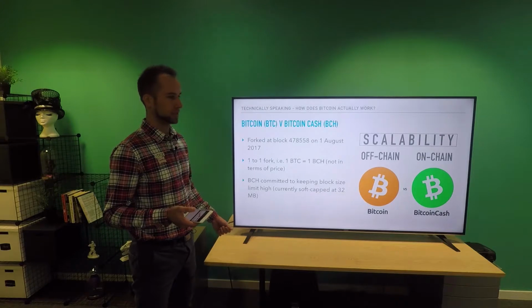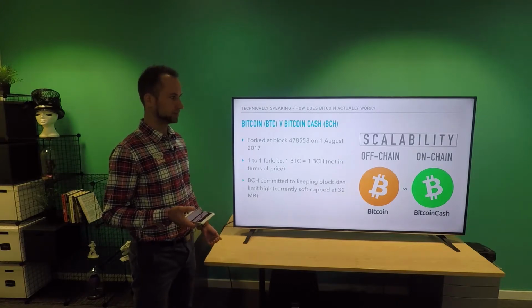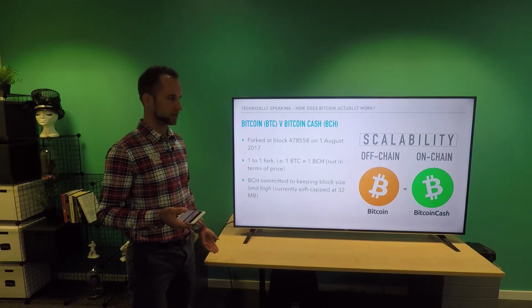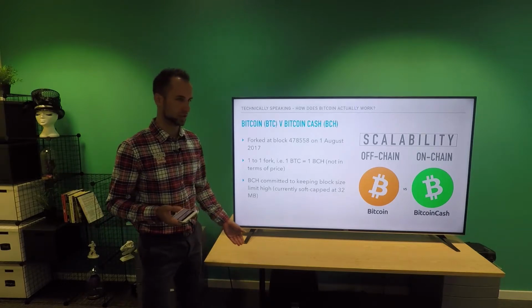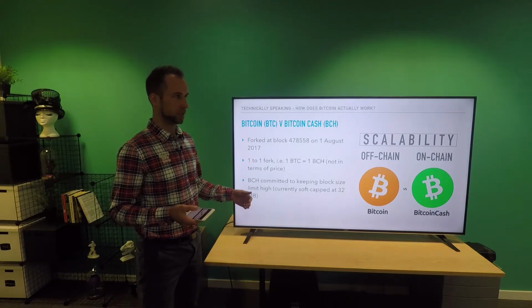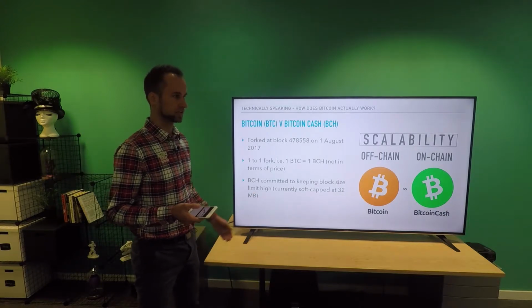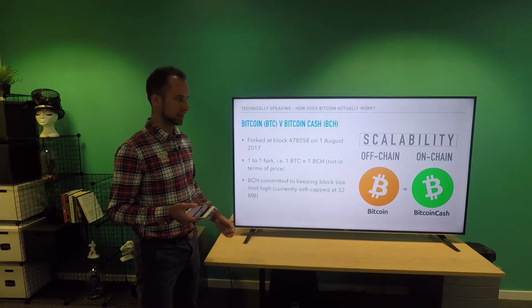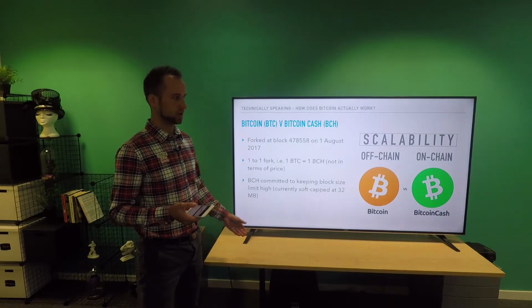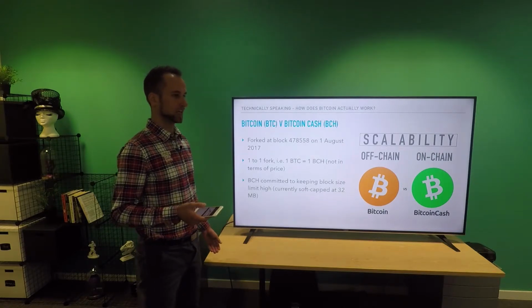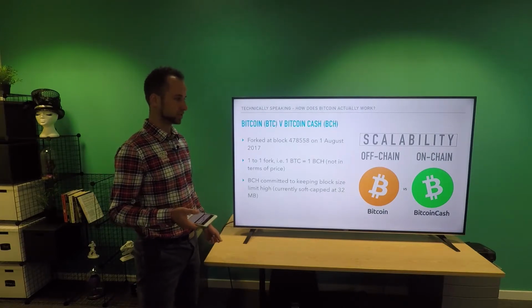So there was a debate on how to scale Bitcoin, and two main ideas emerged. One of them was scaling off-chain, building second layer solutions which would handle all the small transactions, and those would only be settled on the main chain, and that wouldn't require increasing the block size. The other one was on-chain scaling, which meant that all transactions happen on the blockchain, but that would mean that we would need to increase the block size.